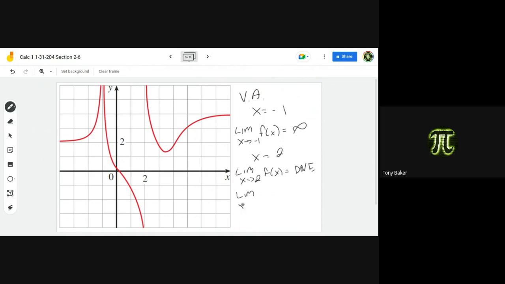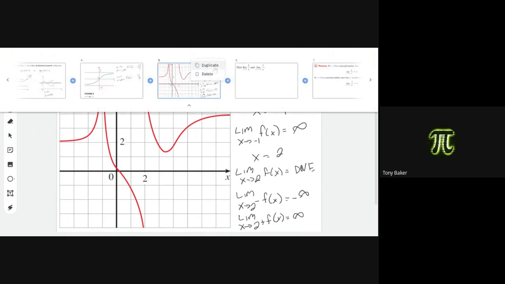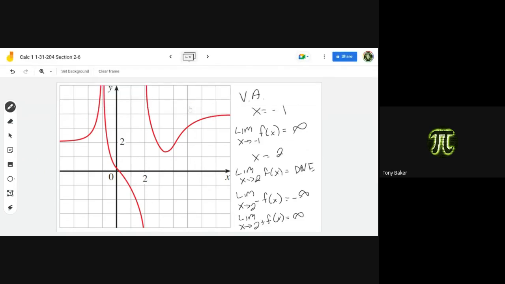So I could have the limit as x goes to 2 from the right, and that's negative infinity, and as x goes to 2 from the left, that's positive infinity. I said it backwards. So those are my vertical asymptotes.